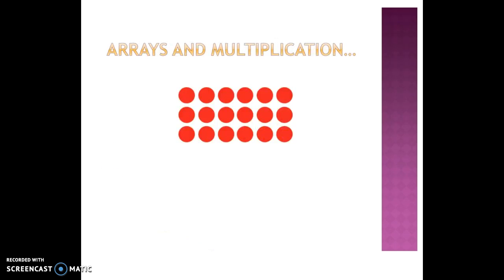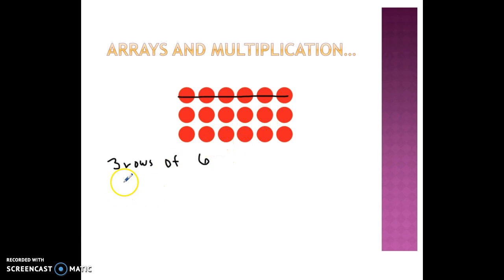So how does this relate to multiplication? Let's look at this array, and let's start with our rows. So here's our first row. There's 1, 2, 3, 4, 5, 6 in the first row. And there's 1, 2, 3 rows. So I'm going to say 3 rows of 6. Because each row again, 1, 2, 3, 4, 5, 6, has 6 dots.